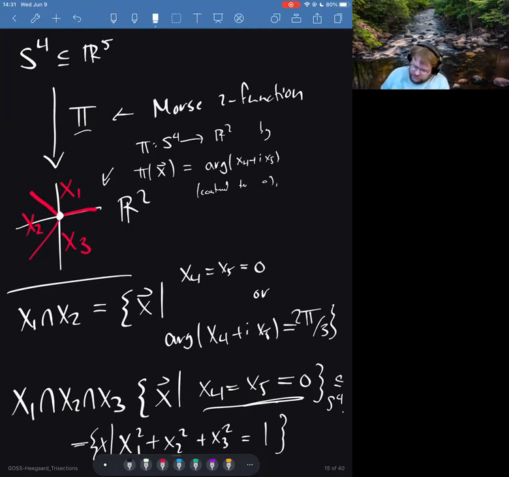Actually, you don't even have to take the argument function. This is literally just projection onto the last two coordinates. I apologize. And then the pullback is really what you care about. So you care about the pre-images of these sectors here, the x1, x2, and x3 sectors. And this decomposition of the disk is going to give you exactly your trisection of your four manifold.